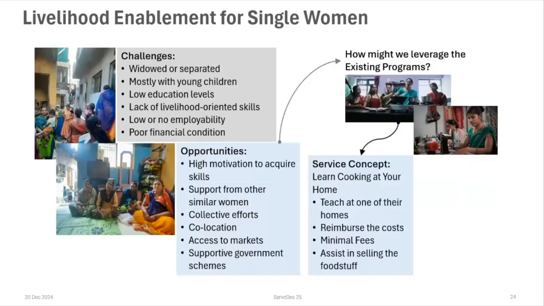So we came up with an idea: can we leverage SAFU's existing programs of, say, for example, cooking or tailoring education centers, and give that education to these women at their doorstep? So this idea came up, and we were quite excited. So how to do that? One of the triggers was that we realized in conversations with these women that they can't even afford to go to the center, even though the center exists, say, 5 kilometers away. They can't take a vehicle and go there because that is too expensive.